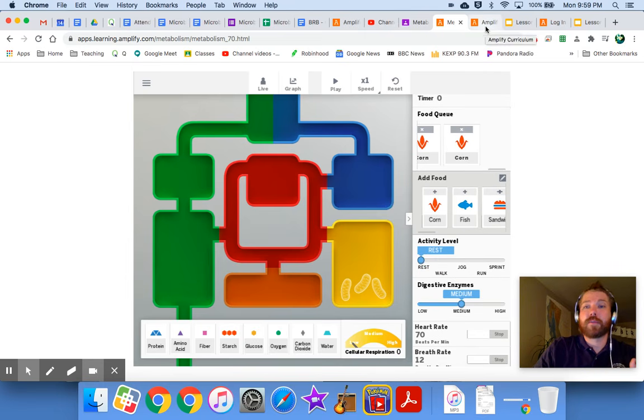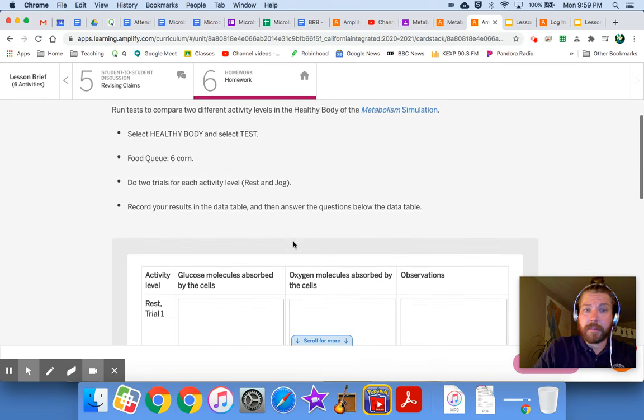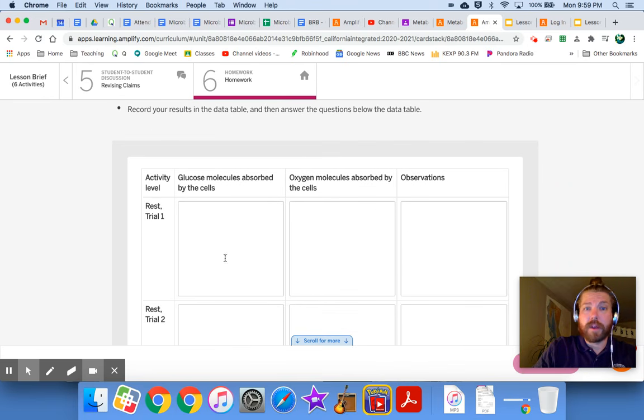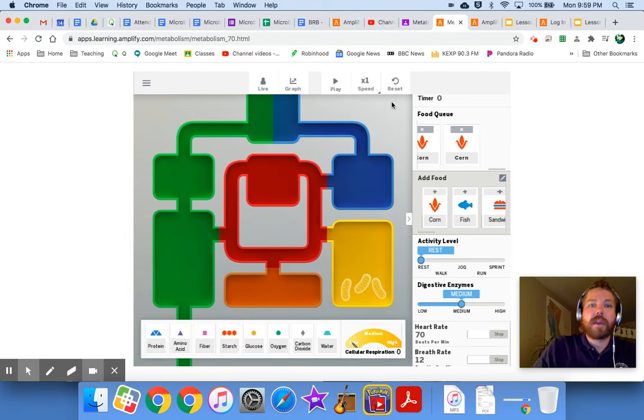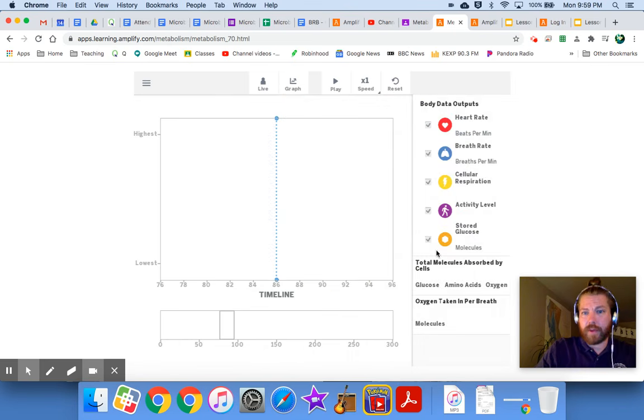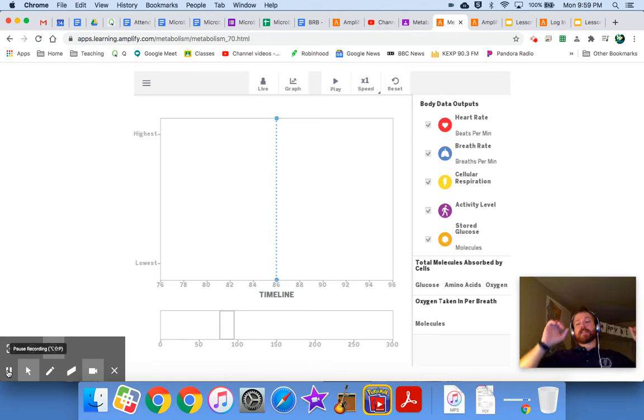You are going to run the simulation, and then you're going to record the glucose molecules absorbed by the cell, oxygen molecules absorbed by the cell, and then any other observations you have. Where do I find glucose and oxygen molecules absorbed? You find that in the graph view. It is going to tell you right here, okay? And that's where you'll find that data. So, hey, do those tests in the sim. Congratulations. We now know that glucose and oxygen are needed in order to produce energy in the cell. We'll see you next time.